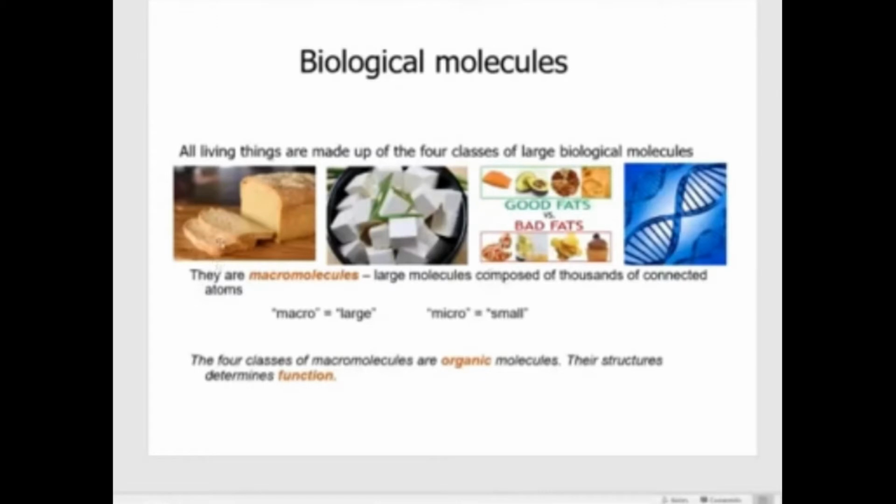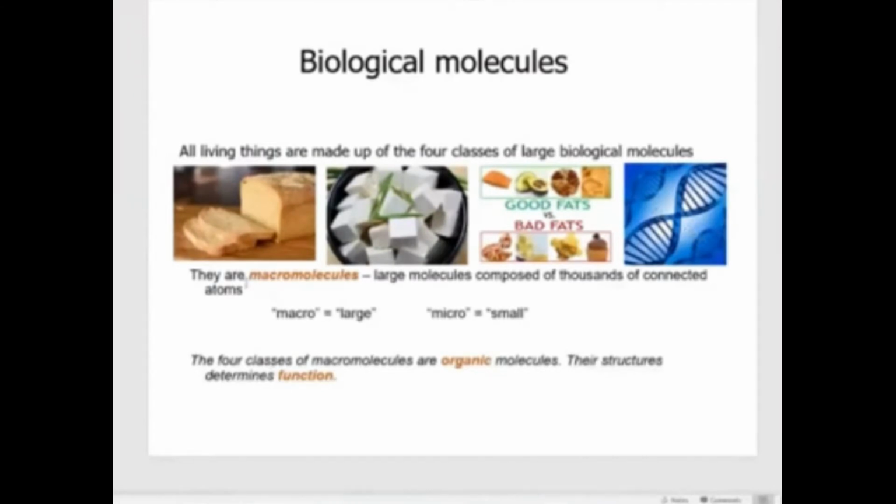So the first picture, you can probably guess, bread has a lot of carbohydrates, and in tofu, proteins. And then you can see here that's fats. Now, not all fats are bad. And then the last picture shows you DNA, which is nucleic acid. Nucleic acids include not just DNA, but also RNA, and some other types. For example, ATP, the energy currency, is also a type of nucleic acid.